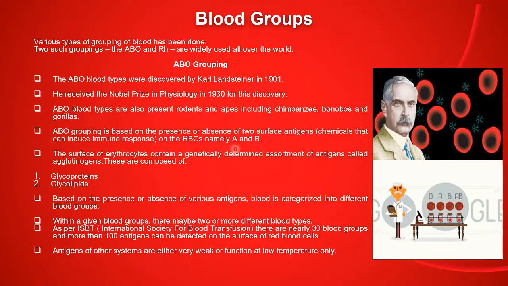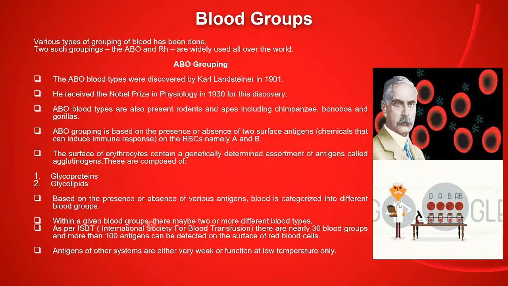So these are the surface antigens, the A and B surface antigens. On the basis of these surface antigens, the ABO grouping has been done. The surface of the erythrocyte contains a genetically determined assortment of antigens called agglutinogens. These agglutinogens, or surface antigens, are composed of glycoproteins and glycolipids. Based on the presence or absence of various antigens, blood is categorized into different groups.